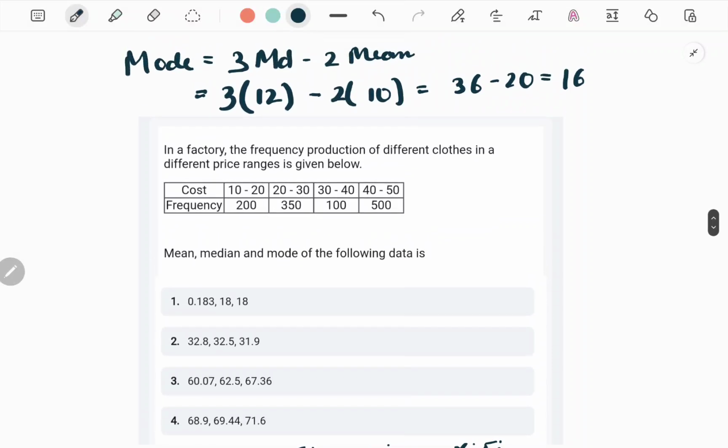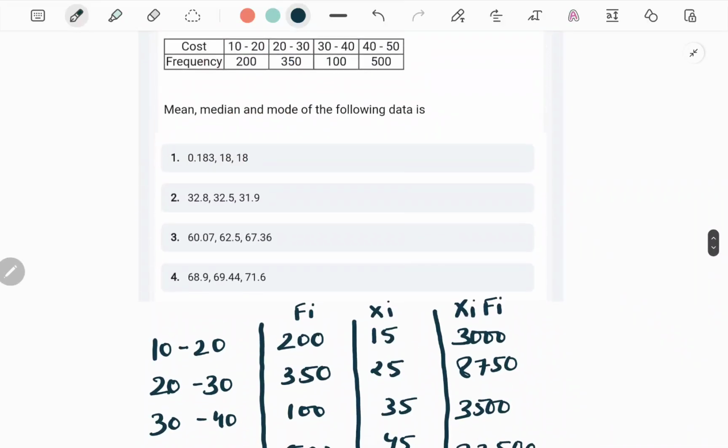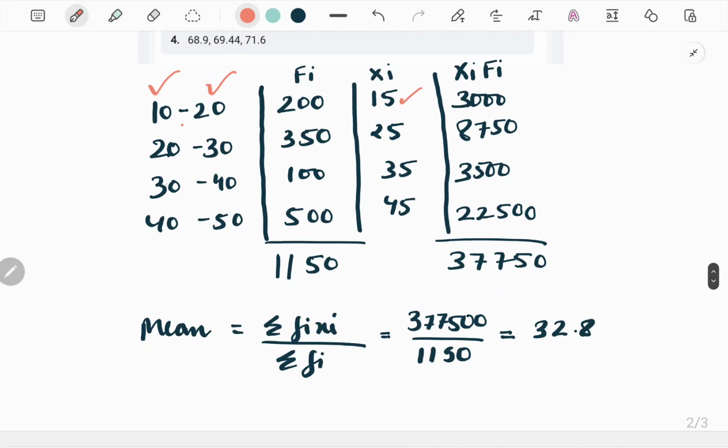Moving forward, we have been given grouped data. As you see, there is cost and frequency, and we need to find the mean, median and mode for this data. So let's get started. I have arranged the data in such a way that we have our frequency and xi. In case of grouped data, it is important to note that xi's value is taken as the midpoint of the two limits. So 10 is your lower limit and 20 is your upper limit, and the midpoint of this will be 15. Similarly, we have taken the midpoint of each of the class intervals: 25, 35 and 45.